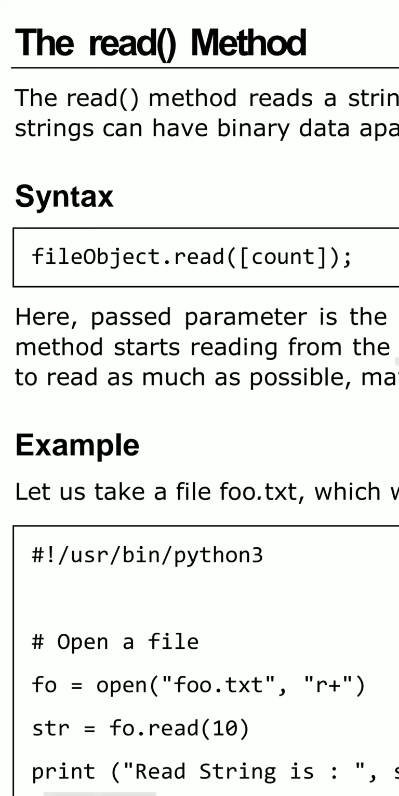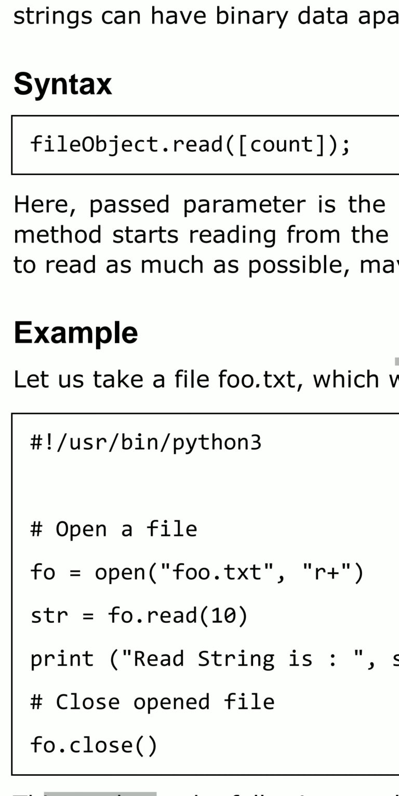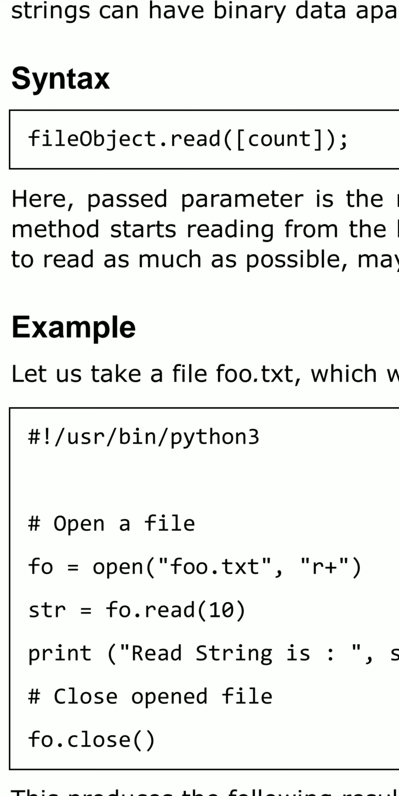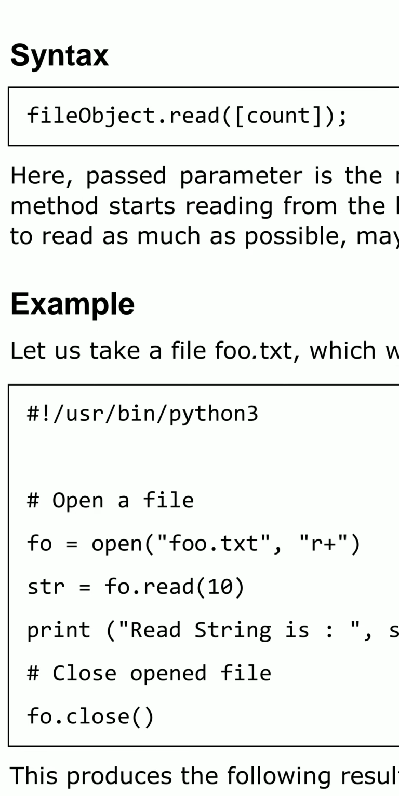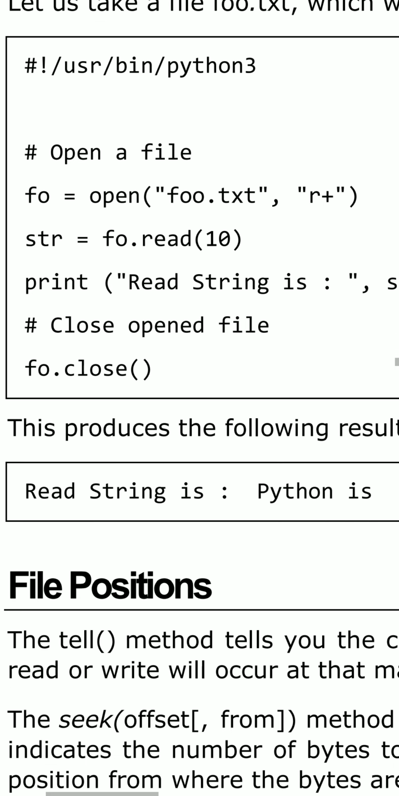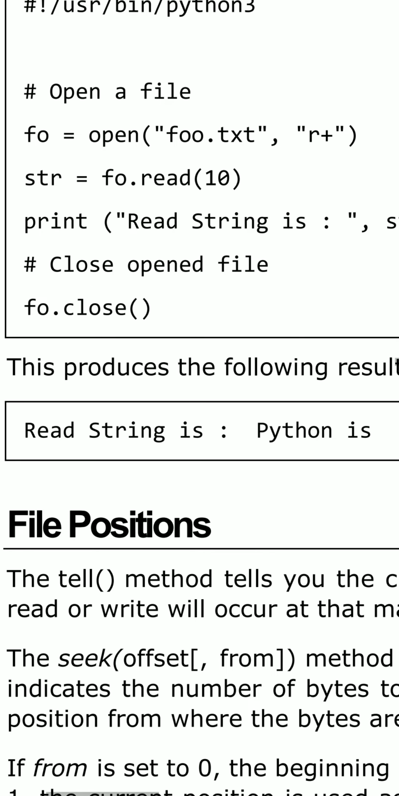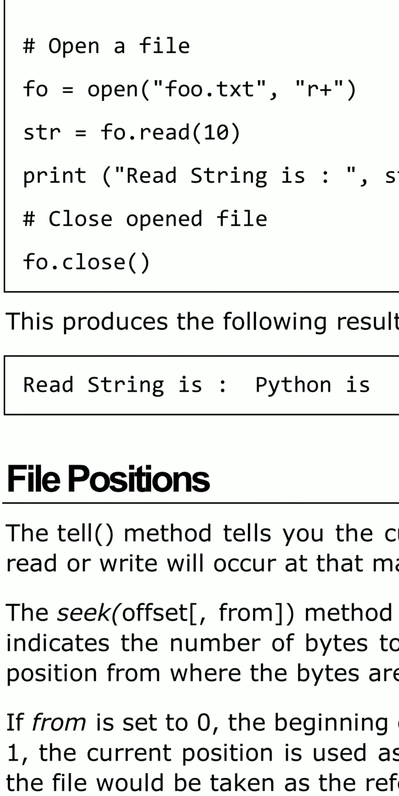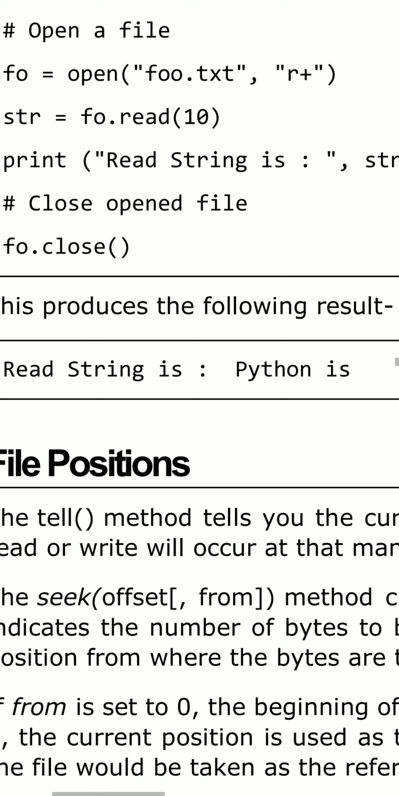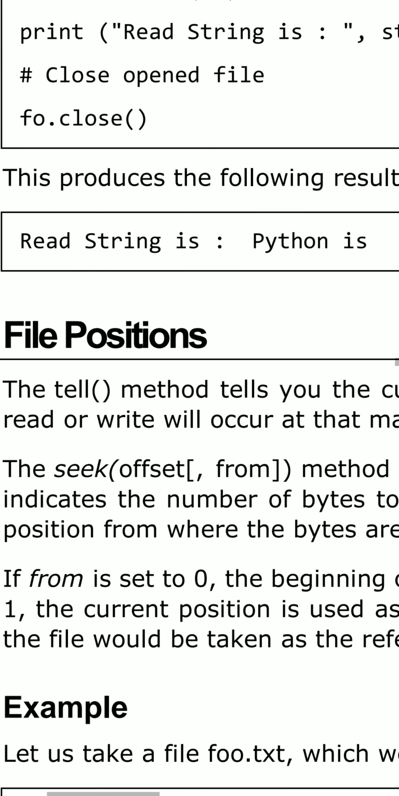And next one, the read mode. What is meant by read mode? I just have to read the data in a file. The syntax for the read method is fileobject.read of count. That means how many characters I want to read. This is the variable, and by using the open method, this is the file name, and r plus mode means I am reading and writing to the file. As soon as I read the data, I close the same file.